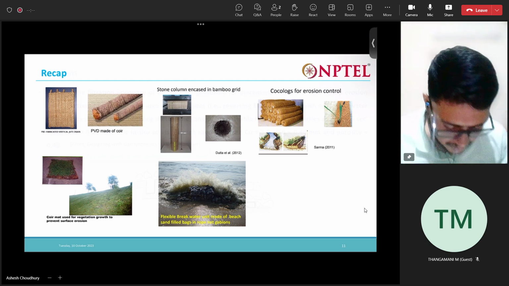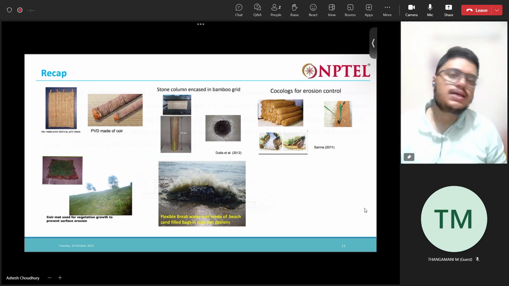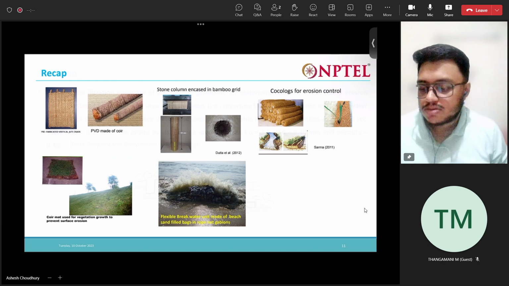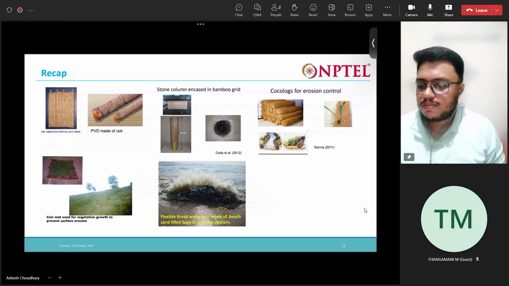Okay, but there are some problems, like the life of these natural geosynthetics is much lesser. Obviously they are much lesser than synthetic geosynthetics, so that we have to consider.